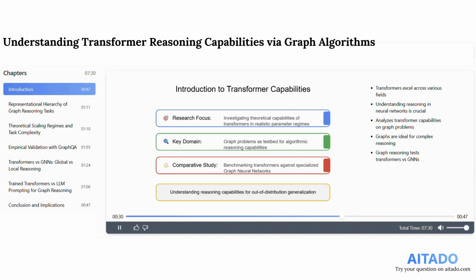as a domain for testing algorithmic reasoning, and benchmarking transformers against graph neural networks. Understanding these reasoning capabilities is crucial for achieving out-of-distribution generalization, setting the stage for deeper analysis in following sections.